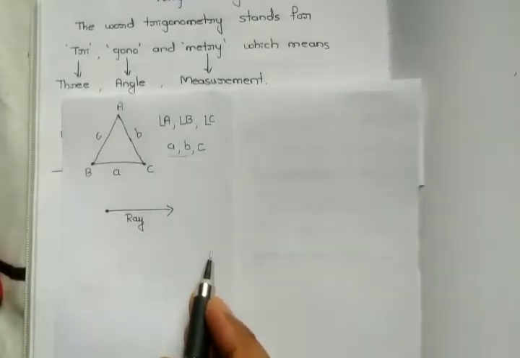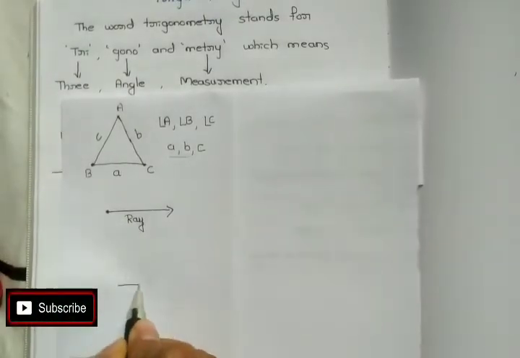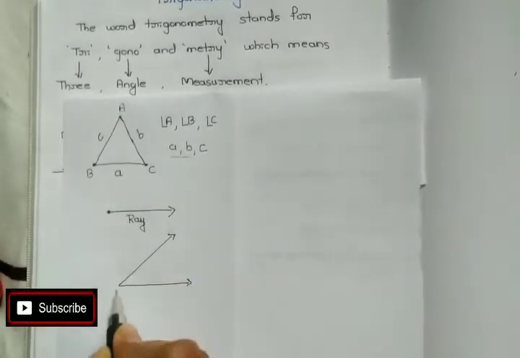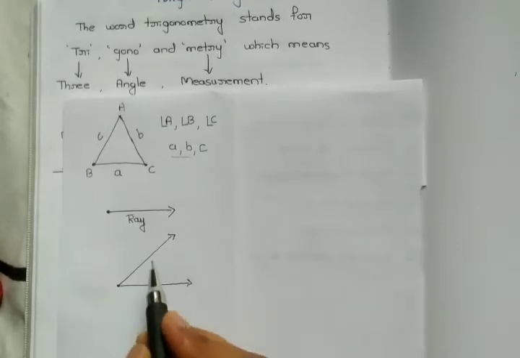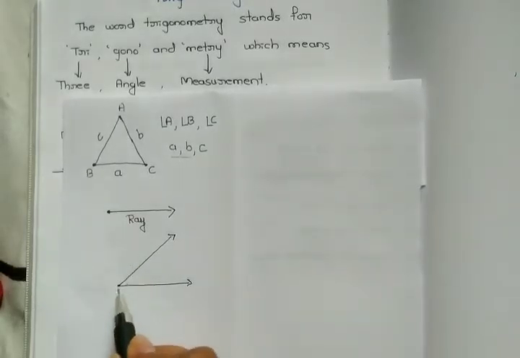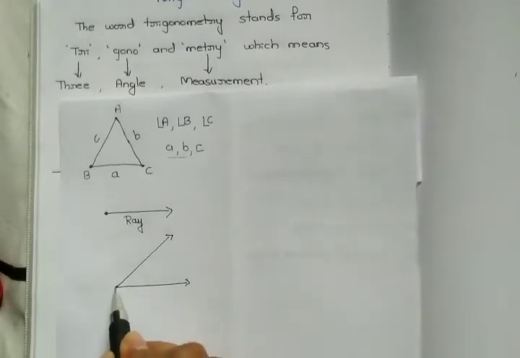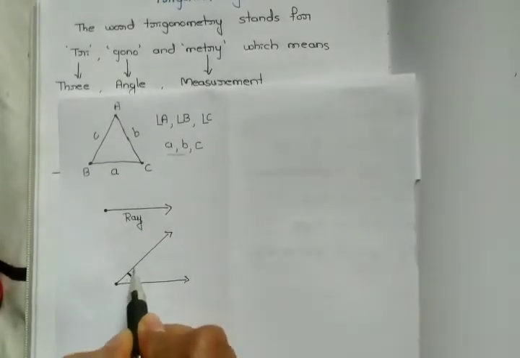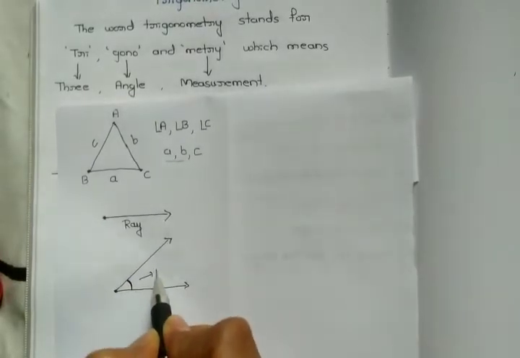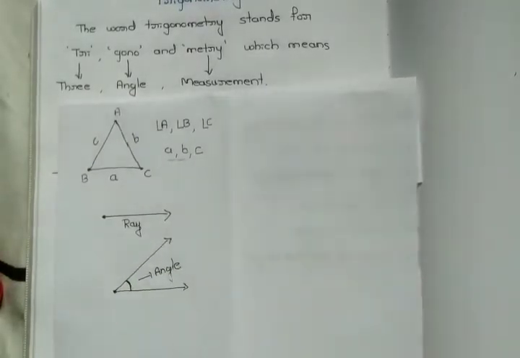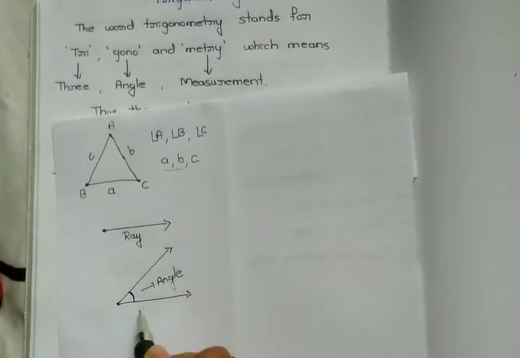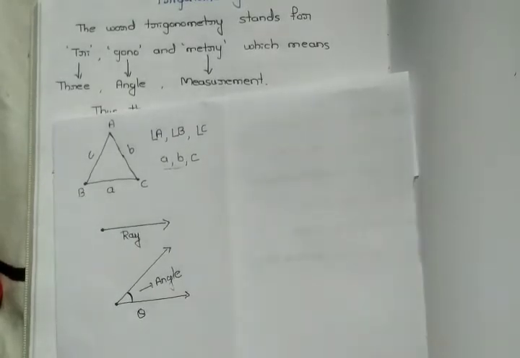Now consider 2 rays, such that the 2 rays originate from a single point. Then the measure between the 2 rays is what we call an angle. Remember, angle is denoted by theta.